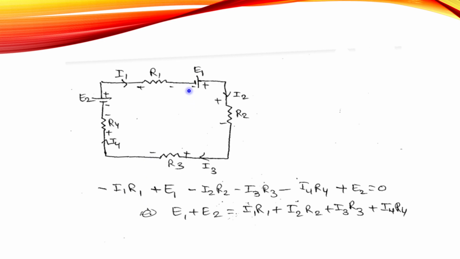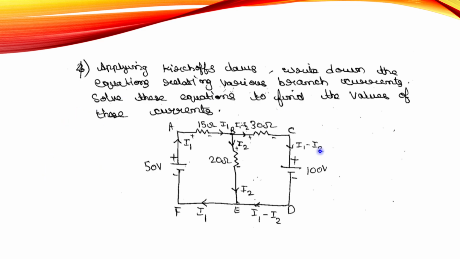And if the current passes from negative terminal to the positive terminal of the battery, we will be considering it as a positive EMF. So now if we assume those two conditions, minus I1 into R1 plus E1 minus I2 into R2 minus I3 into R3 minus I4 into R4 plus E2 will be equal to 0. Again if we rewrite the equation, E1 plus E2 will be equal to I1 R1 plus I2 R2 plus I3 R3 plus I4 R4. So here the total EMFs in the circuit will be equal to the sum of voltage drops around the closed loop in this circuit.